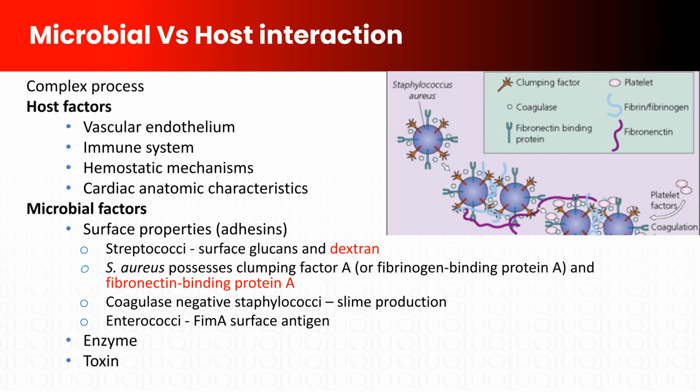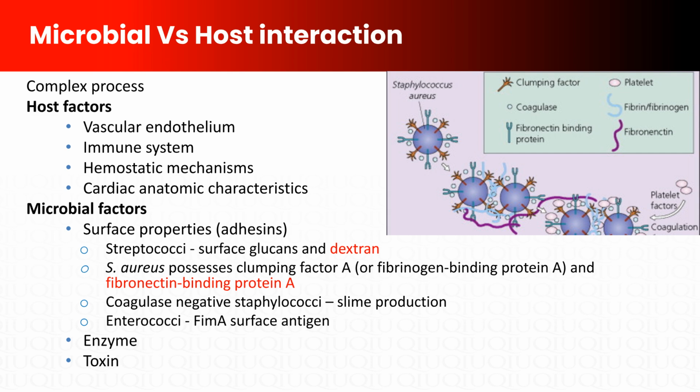Infective endocarditis results from complex interactions between host and microbial factors. Let's examine both sides. Host factors that influence susceptibility include: first, the vascular endothelium. Intact endothelium resists infection, but damaged endothelium with platelet fibrin deposits facilitates bacterial adherence. Second, the immune system. It both helps fight infection and contributes to some complications through immune complex formation. Third, hemostatic mechanisms, the clotting system. Platelet and fibrin deposition creates the substrate for infection, but also attempts to wall off bacteria. Fourth, cardiac anatomic characteristics. Abnormal anatomy, prosthetic materials, and turbulent flow all increase risk.